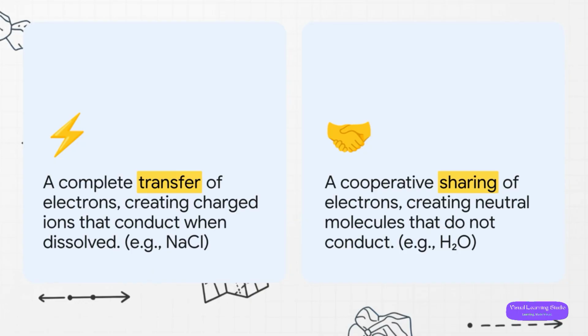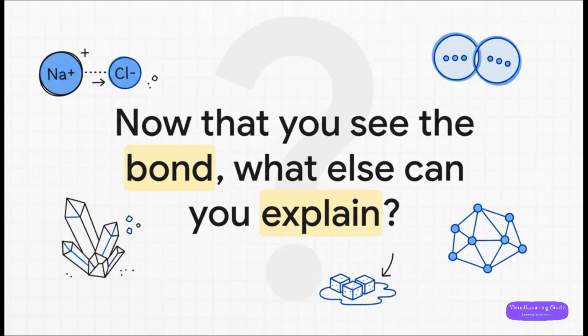And here it is, the whole story in one shot. On the ionic side, you've got a complete transfer of electrons. This creates charged ions, like in salt, which can conduct electricity when dissolved. On the covalent side, it's a cooperative sharing. This creates neutral molecules, like in water, that don't conduct. It's that simple. Giver versus sharer. So remember, that tiny, invisible connection is everything.